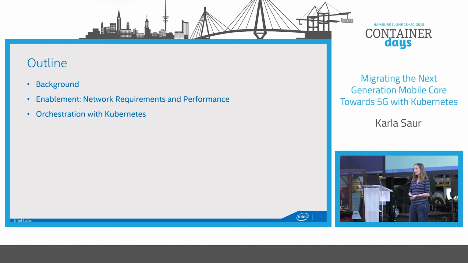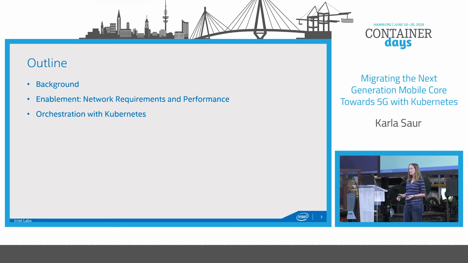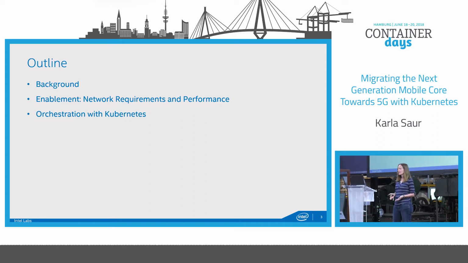All right, so first I'm going to start with some background about what I mean when I say the mobile network core, and a little bit about the cell phone networks that I'm going to be talking about today. And then I'm going to talk about what we needed to do to make it even feasible to continue moving this telco workload to containers and to Kubernetes, especially in terms of the network requirements and the performance requirements. And then after I talk about that, I'm going to go into what we did with Kubernetes in order to handle a completely managed, orchestrated solution.